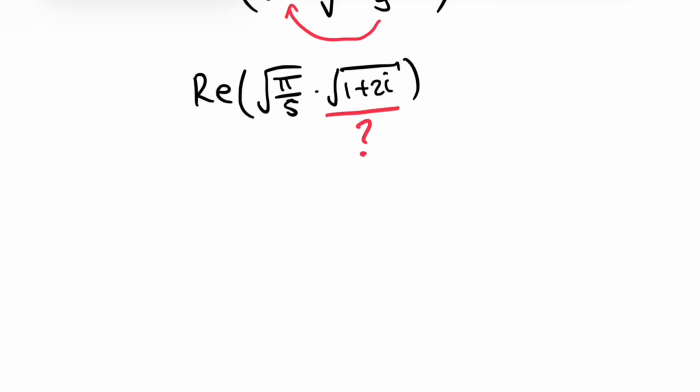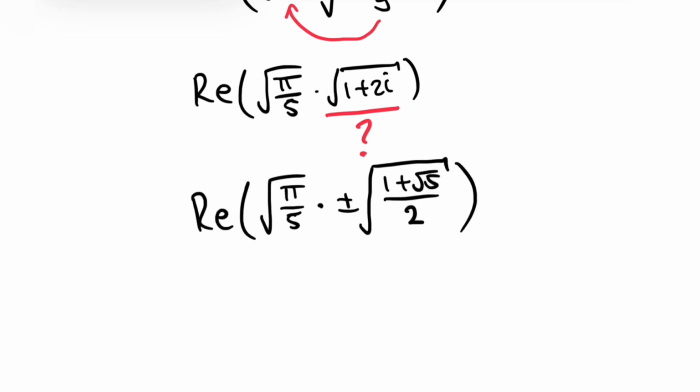Now that we've managed to simplify the square root of 1 plus 2i, we can go all the way back to the beginning where we got our initial result, if you will, to the integral, the real part of root pi over 5 times the square root of 1 plus 2i. And instead of the square root of 1 plus 2i, we can write in plus or minus the square root of 1 plus root 5 over 2.